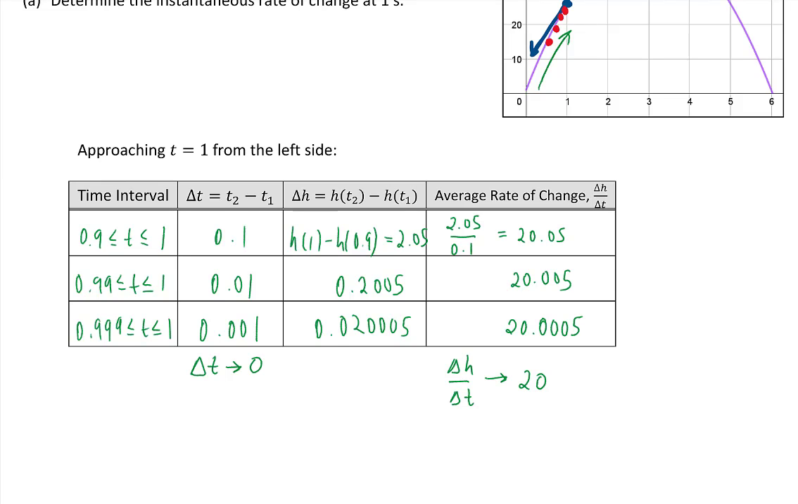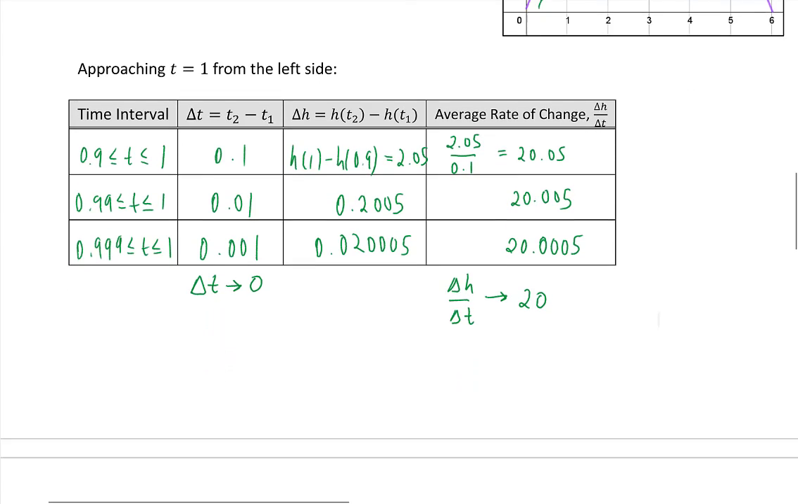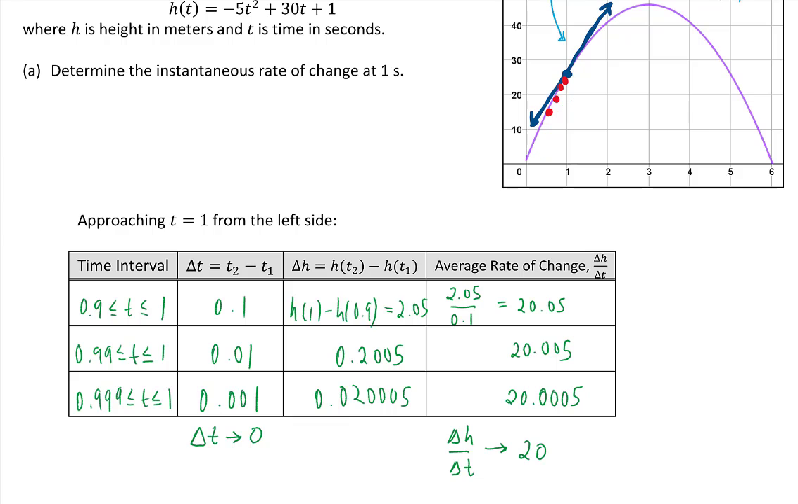But we've only approached from the left side. In many cases, you should always check both sides. So let's check the other side. This time we're now going to approach from the right side. That means we would take values greater than 1 and try to get closer to 1 from the right.